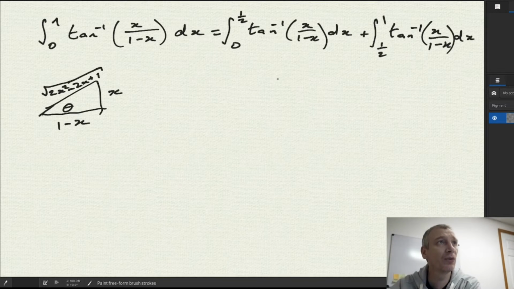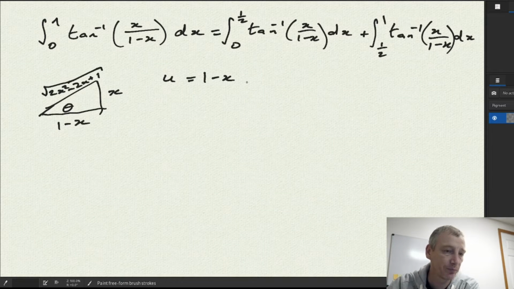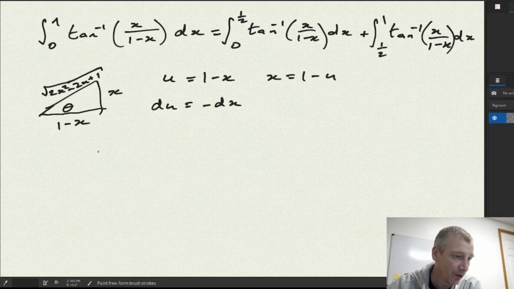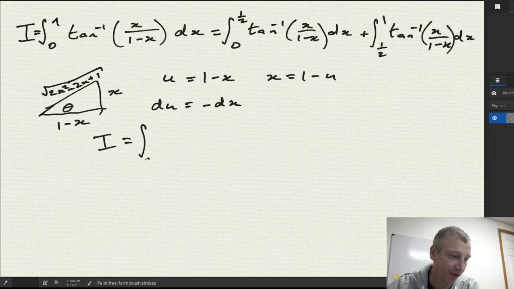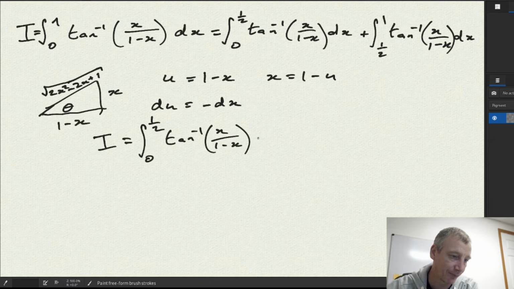Well then, with this kind of split that we have, on the second part maybe we can try this substitution. We go u equals 1 minus x. And then du is equal to minus dx, and x is equal to 1 minus u. So then our integral, let's say I, becomes, the first part stays the same, the integral from 0 to a half of tan inverse x over 1 minus x dx.